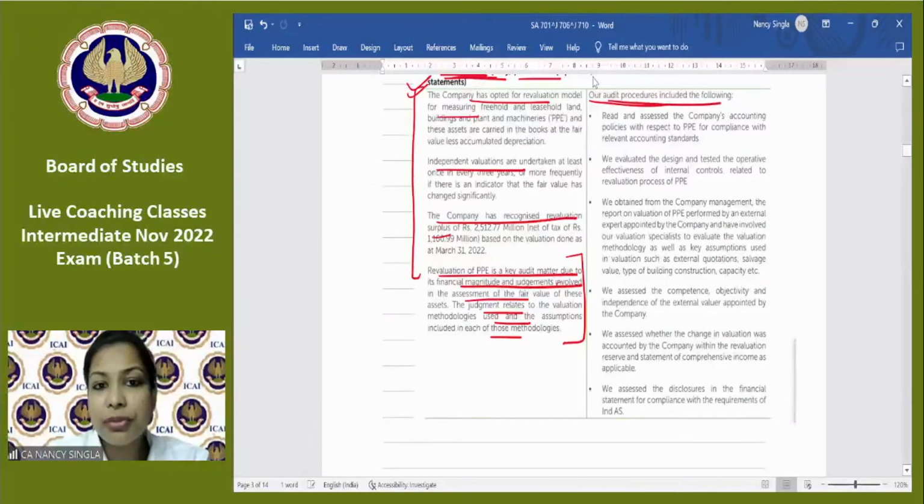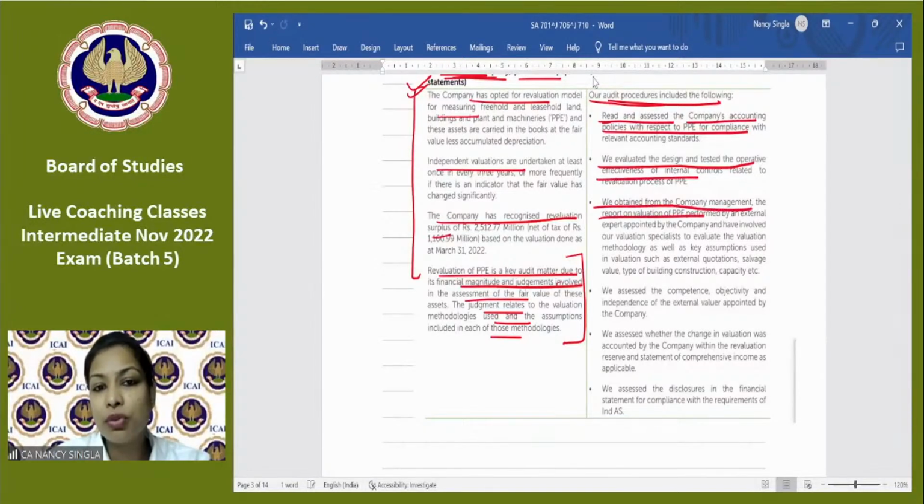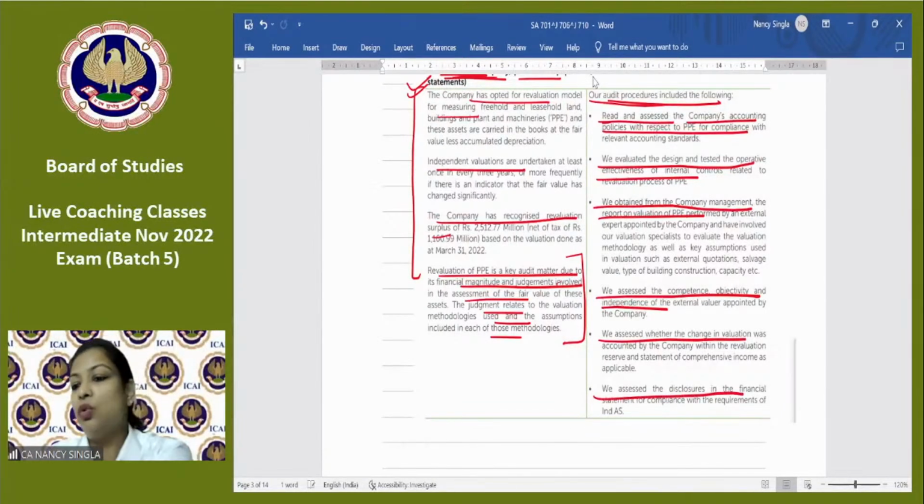Now our audit procedures included the following: we read and assessed the company's accounting policies with respect to PPE. We evaluated the design and tested the operating effectiveness. We obtained the company management report on valuation. We assessed the competence, objectivity, independence. We assessed whether change in valuation is to be done, and whether we assessed the disclosure requirements.